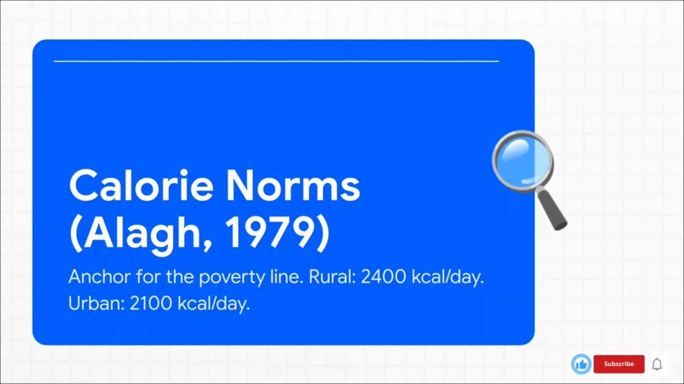Okay, the one thing you absolutely have to grasp is this concept of the calorie norm. For decades, this was the bedrock of India's poverty line. The Alagh Committee was the one that first quantified it, 2,400 kilocalories a day for folks in rural areas and a bit less, 2,100, for urban areas, mainly because of different physical activity levels. This idea of a nutritional baseline is where our whole story begins.